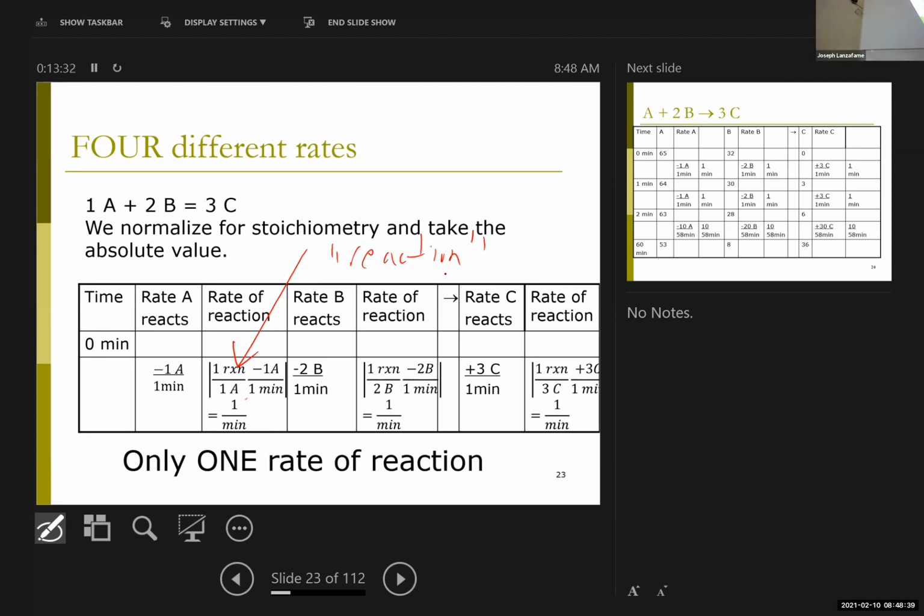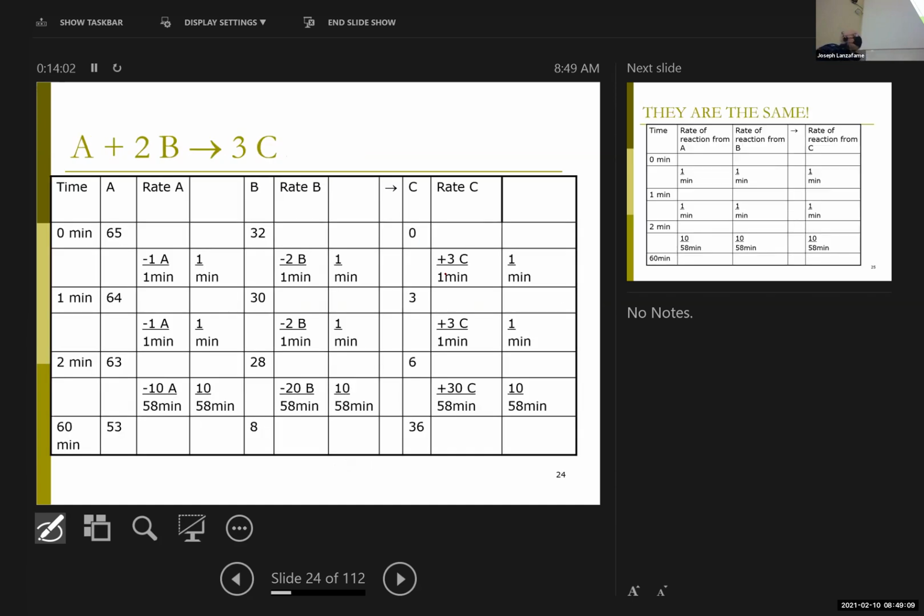So the rate of reaction will always end up being positive because of my absolute value, and it always ends up being stoichiometry independent because I've normalized it relative to the stoichiometry of each species. Right. Yes, no, maybe. And so you'll notice I did it for my whole little spreadsheet here. And sure enough, whether I'm in the A column, the B column, or the C column, once I take the absolute value and adjust for the stoichiometry, I always get exactly the same number across all 3 species.